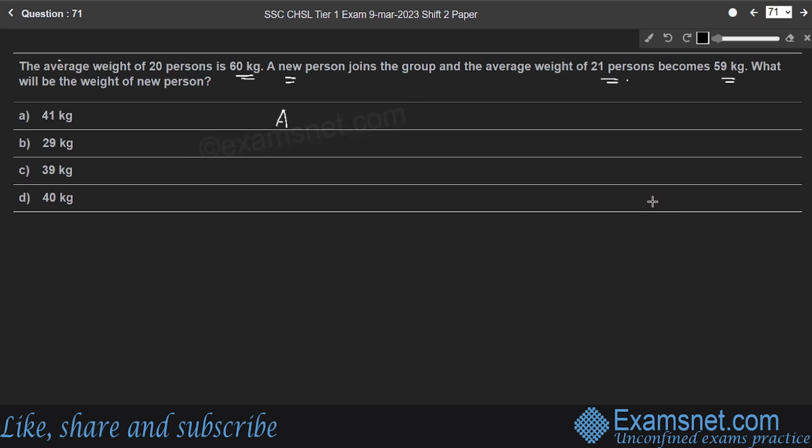Here, students, we use the formula of average weight. So, average weight is sum of the weights divided by number of persons, right? So average weight of 20 persons is given, average weight of 21 persons is given. We need to find the weight of the new person. So for that, we need the sum of the weights of 20 persons and the sum of the weights of 21 persons, right? So the sum of the weights of 21 persons minus that of 20 persons gives the weight of the new person, right?